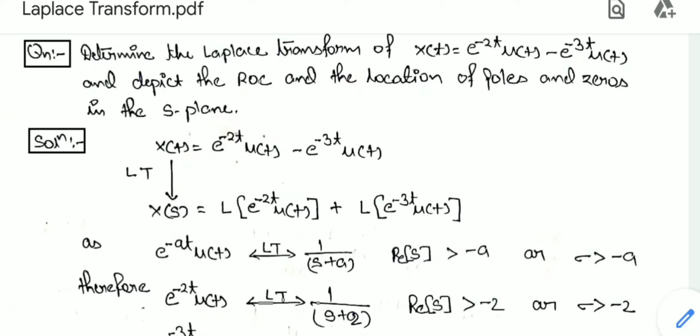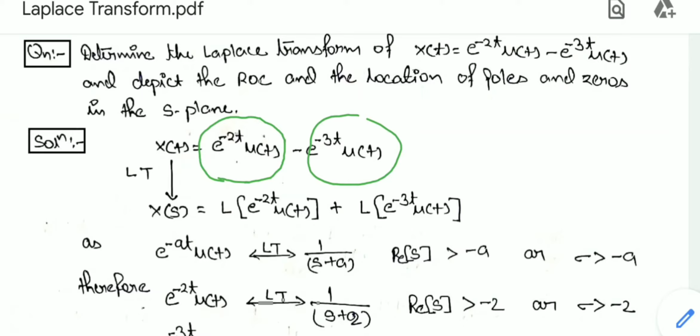As we know, this follows the linearity property, and we may find the individual Laplace transforms and then combine them to find the overall Laplace transform, and their ROCs are also combined.